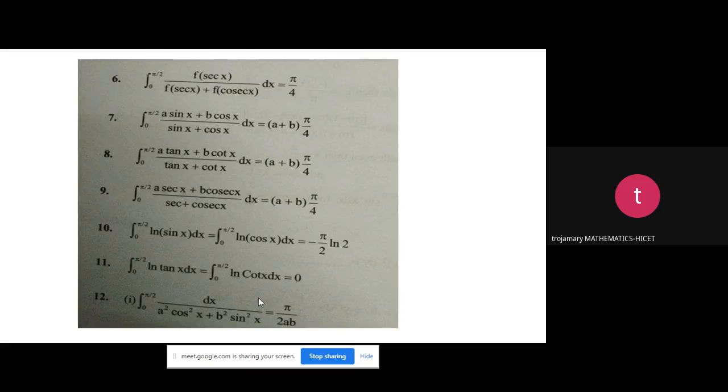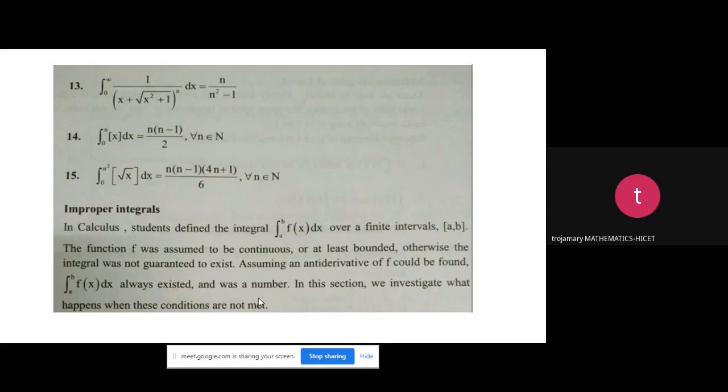So integral 0 to pi by 2 log tan x equals integral 0 to pi by 2 log cot x equals 0. Log sin x and log cos x integrals equal minus pi by 2 log 2. This is a direct formula, directly you may write the answers. Then integral 0 to n of x dx equals n into (n minus 1) by 2. Integral 0 to n of square root x dx equals n into (n minus 1) into (4n plus 1) divided by 6, for all n in N.